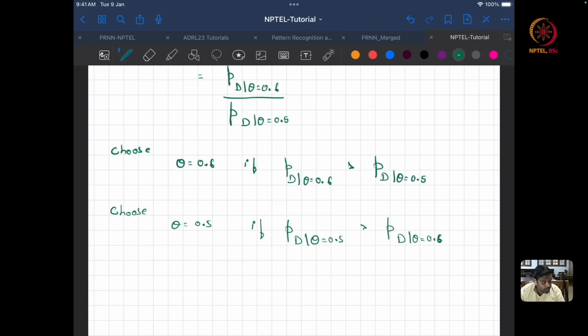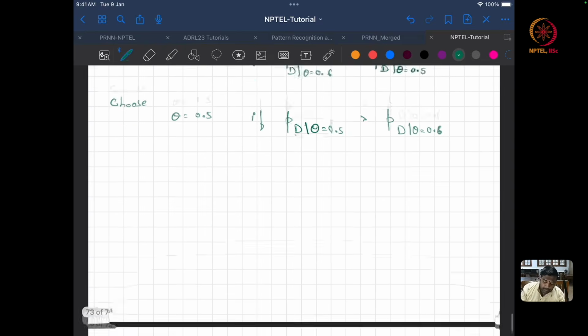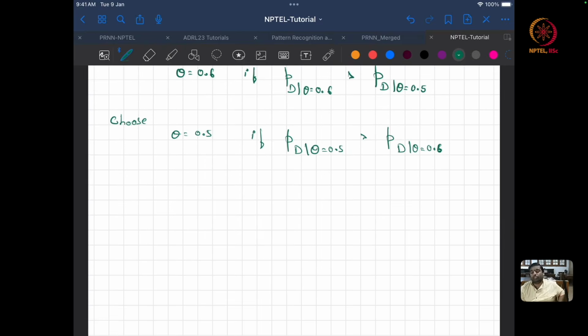Okay. Now we want to compute these values. These are the data conditioned on parameters. Now we have to compute these values. It's quite easy. We already know the functional form. We know this. These are binomials. We can compute them. So now P of D given theta equals 0.6.